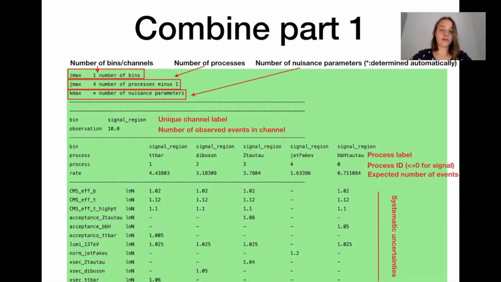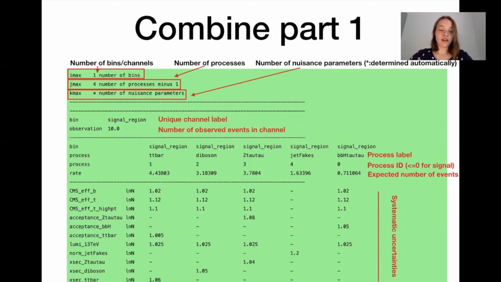Going further down, the first process line gives a unique process label to each of the processes. This is just a name of our choosing. And on the next line, we give a process identifier. This is always an integer. For a signal process, the identifier has to be 0 or negative. And for background processes, we use positive integers. And the final line in this block, which starts with rate, gives us the expected numbers of events for each of the processes in this region.